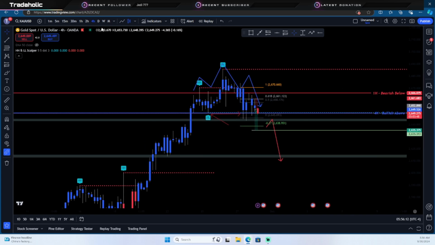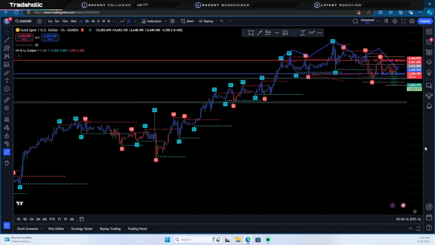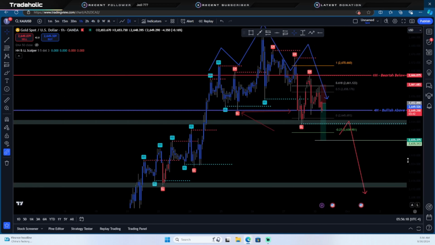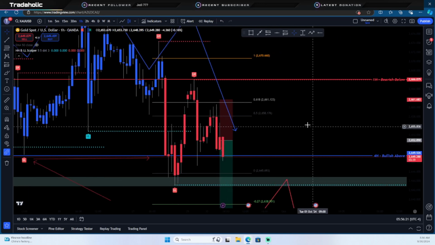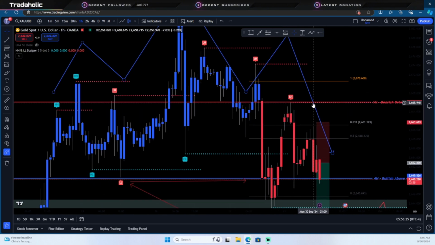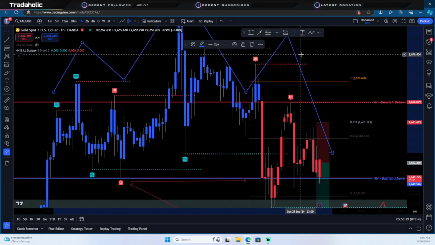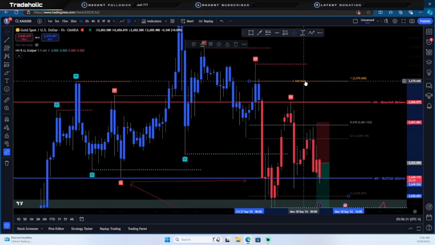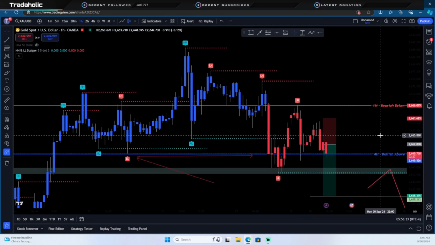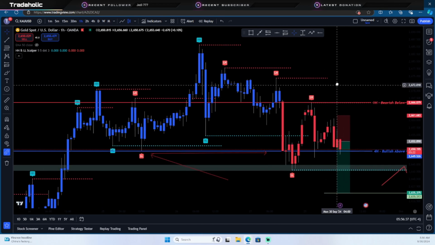Drop down to the 1-hour time frame. Now, in the 1-hour time frame, guess what we see? We are now going red, and we had a market structure shift. Let me clear all this up so it will look cleaner to y'all, because I'm actually actively in this sell right now. So as you can see, we went from blue to red.